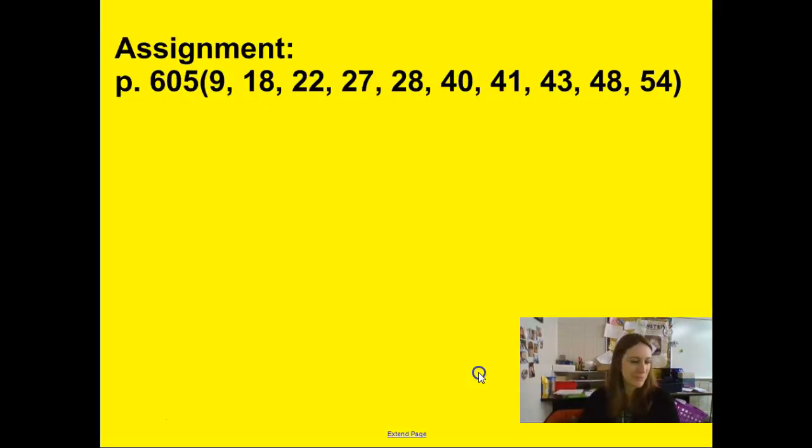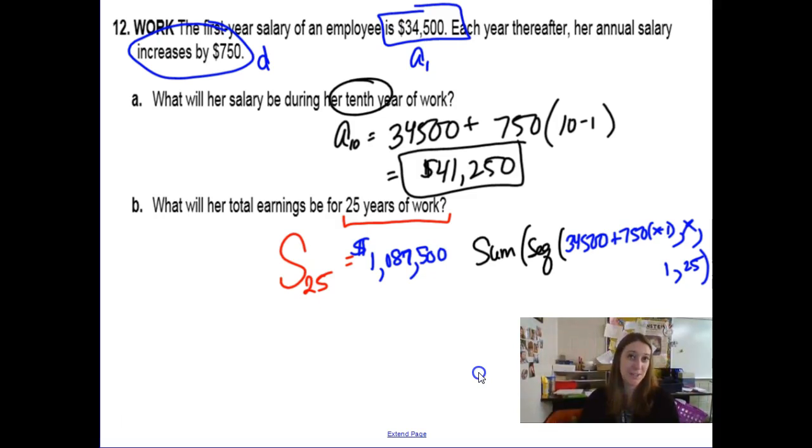Decent. All right, and that's your book assignment for the lesson. We have just one more lesson in this unit. It's going to be a similar lesson, but we're going to talk about geometric sequences and series after this.